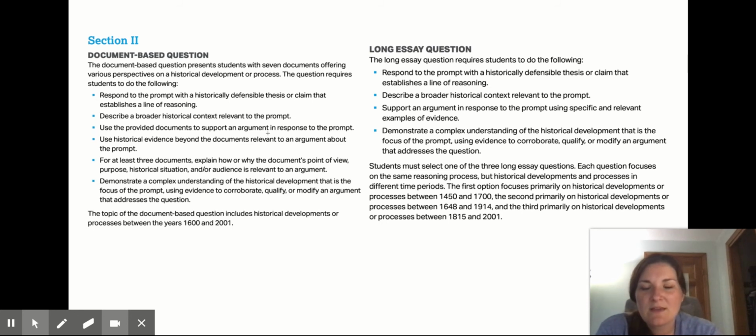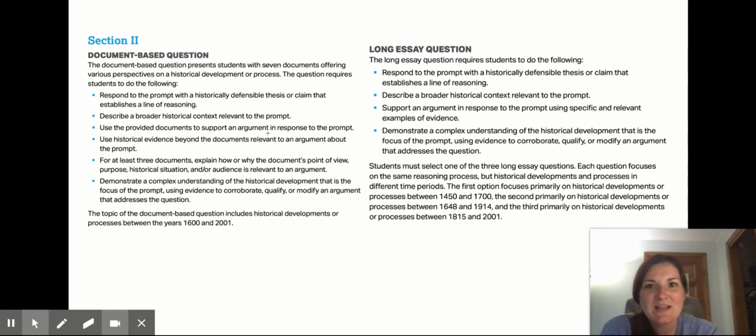Then the second part of the exam is the DBQ, or the document-based question. Funnily enough, this is my favorite part of the exam, and I'll tell you why. You are going to get 7 documents, right? And they're going to tell you to do something with those documents, like evaluate the causes of World War II. And then the 7 documents that you have are going to relate to the causes of World War II.